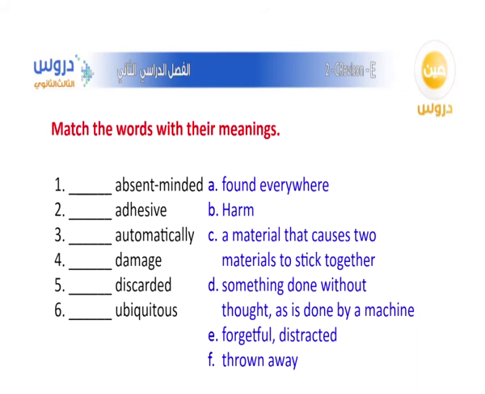The last one is ubiquitous. Ubiquitous means A, found everywhere. I'll give you an example for ubiquitous. Everybody knows the writer Shakespeare. So I can say that it is impossible not to be influenced by Shakespeare's work, because his work is ubiquitous. His work is everywhere. This is just an example.